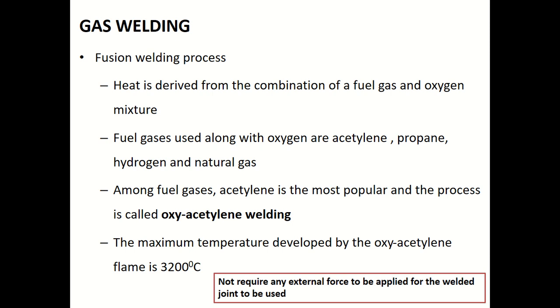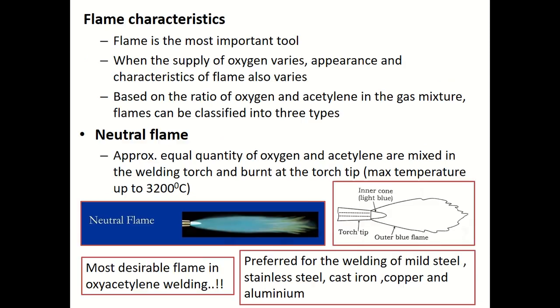3200 degrees Celsius. Please note that you do not require any external force to be applied for the welded joint to be joined. That's why it's called a fusion welding process. What is happening in this welding is that the edges of the joint are melted by the heat and fused together to obtain the joint. Sometimes a suitable filler is also added.